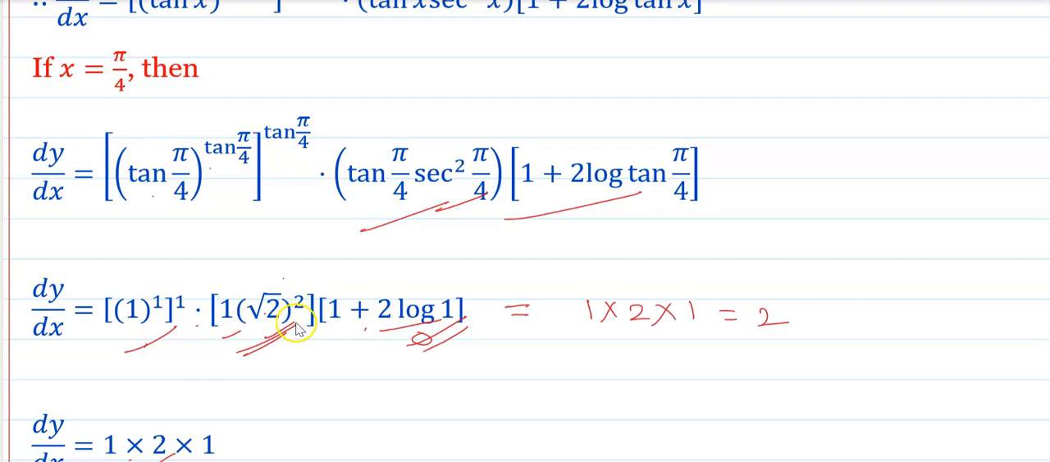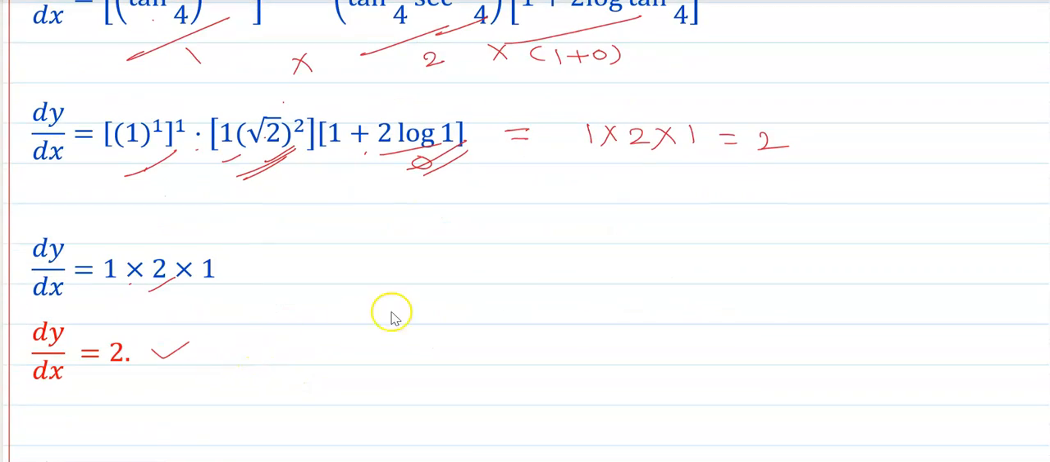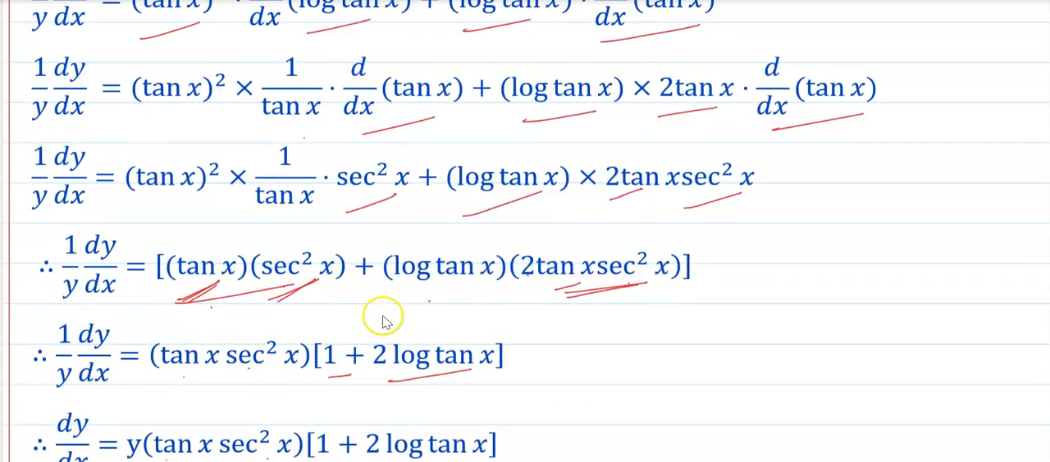Again look here, what is the overall value of this? It came 1. This is root 2, means its square is 2. Okay, into in bracket here 1 plus 0. 1 plus 0 is 1. 1 into 2 into again 1. Overall you will get 2. Again you can see this.